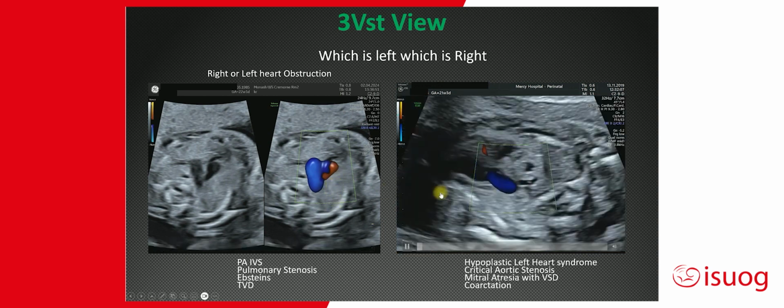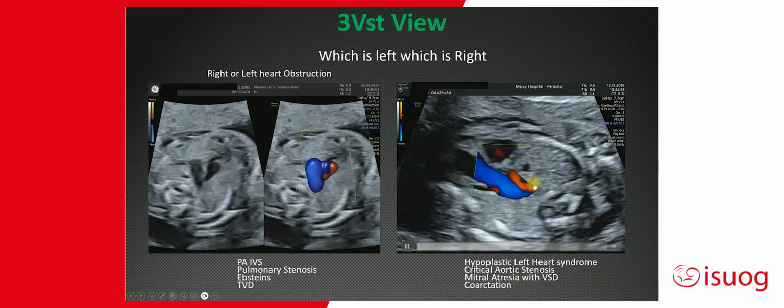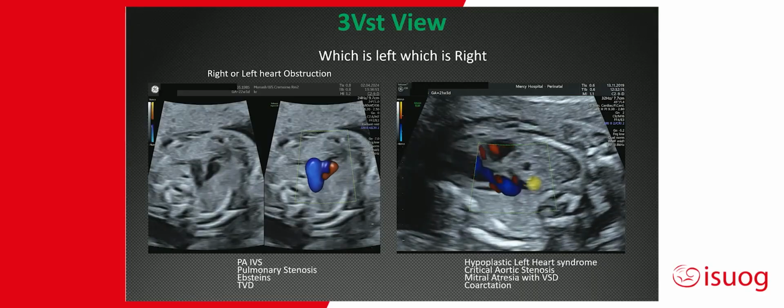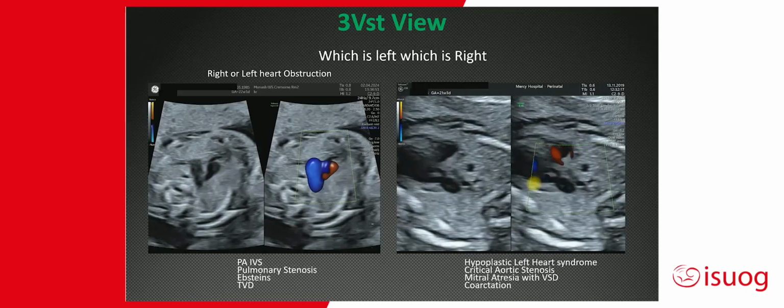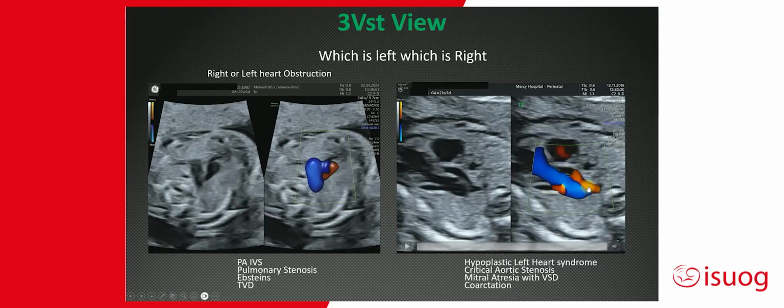In this case, this is the trachea, SVC, and this is an obstructed left heart lesion. This could be a critical aortic stenosis, could be severe coarctation, could be hypoplastic left heart syndrome, could be mitral atresia with VSD. So straight away you can tell on looking at the 3-vessel tracheal view with color that you have left heart obstruction.